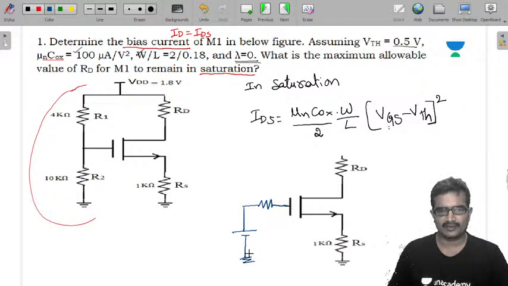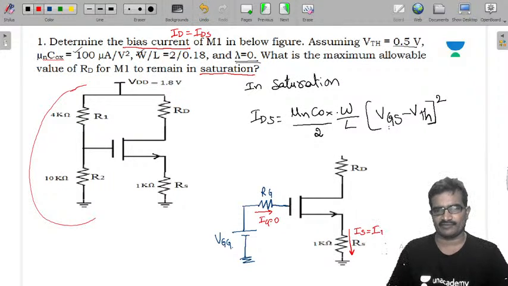Like this. Let us take it as VGG. It is RG. And no need to calculate the RG value, because the current through this one is the gate current, which is 0. This is the drain current ID. IS is the source current, which is equal to the drain current, we know that, and it is connected to the VDD, 1.8 volts, and this current is also ID.